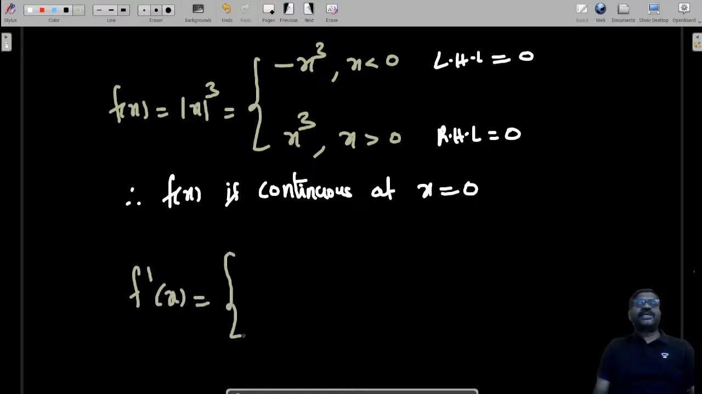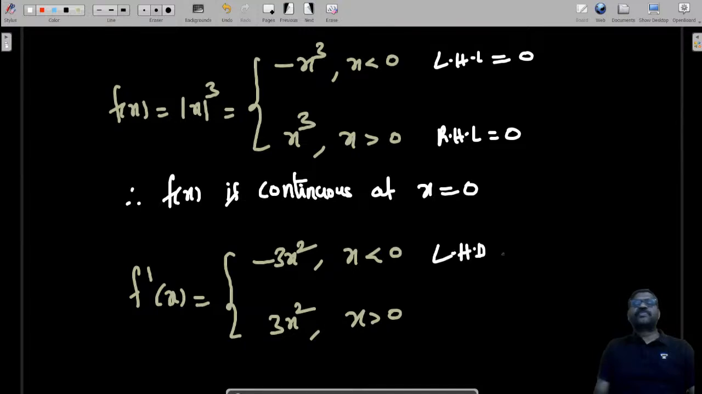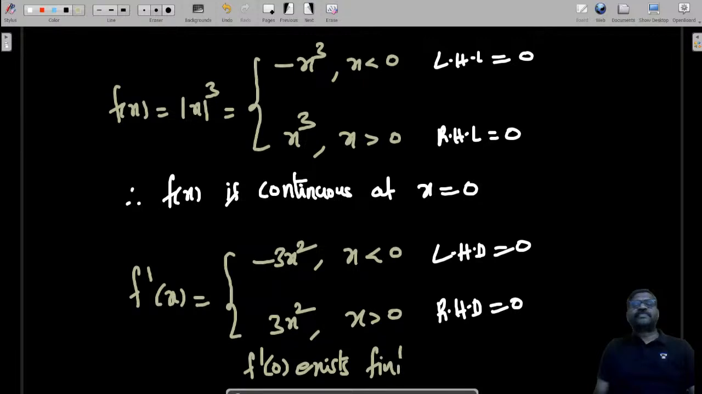F dash x is minus 3x square when x is less than 0, plus 3x square when x is greater than 0. Left hand derivative is 0. Right hand derivative is also 0. Left hand derivative equal to right hand derivative. Therefore, f dash 0 exists finitely.